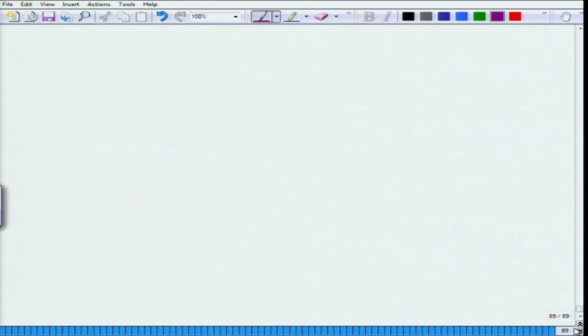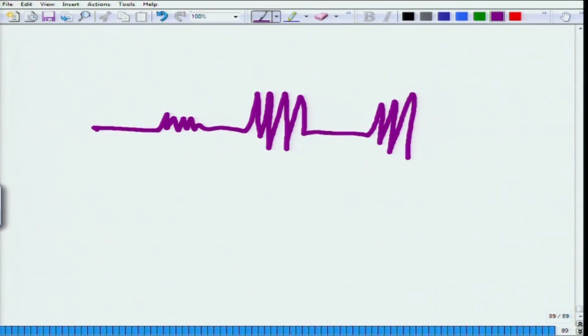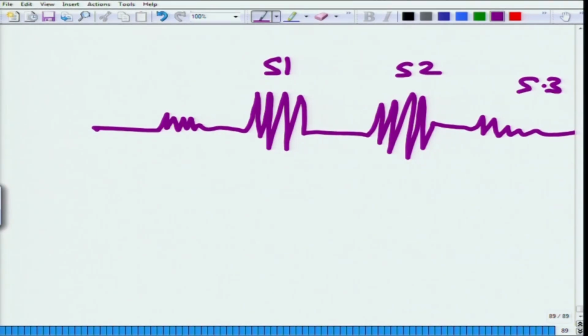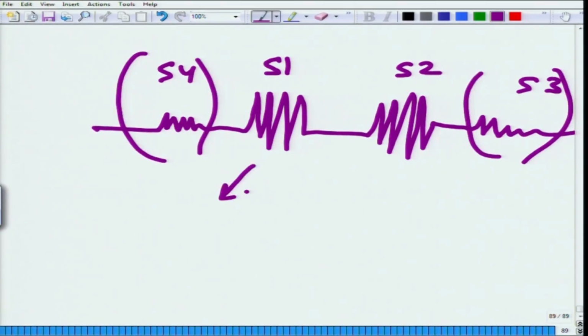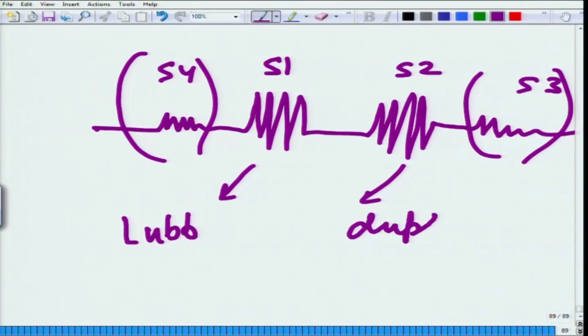Only two kinds of sounds which we can hear is basically something like this. If these are the sound waves which are getting generated, these sound waves are generated because of the opening and closing of the valves. Okay. So, this one is S1, this one is S2, this one is S3 and this one is S4. These two sounds are fairly faint, you really cannot hear them so easily. This one is basically the lup you hear, and then you hear another sound which is called dup.